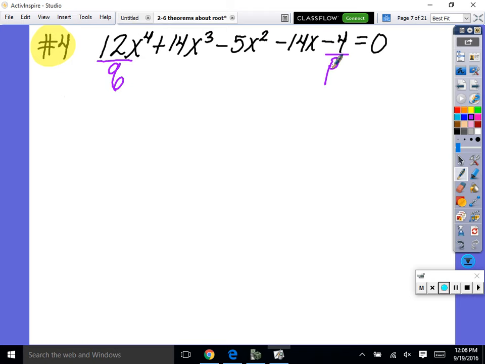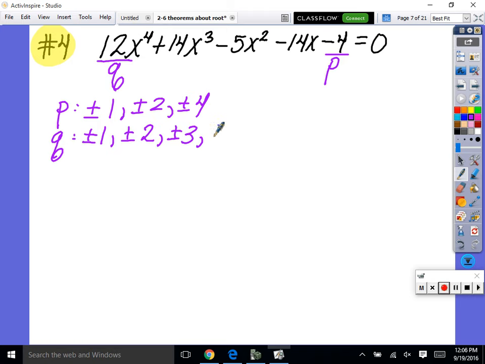Sweet. Yeah, the negatives don't matter. Let's list out possible P's. Factors of P, sorry: 1, 2, and 4. Correct? Q: plus and minus 1, plus and minus 2, plus and minus 3, plus and minus 4. We're listing out factors of 12, plus and minus 6, plus and minus 12.